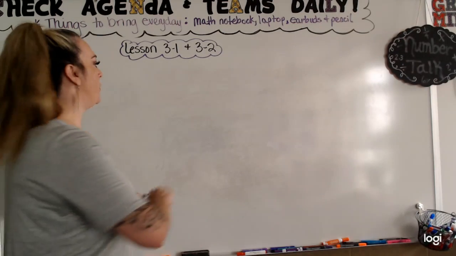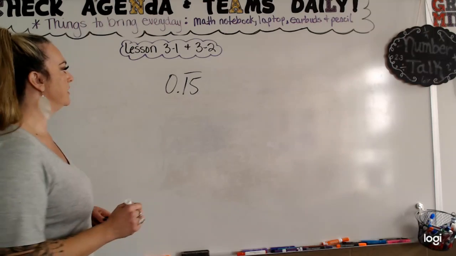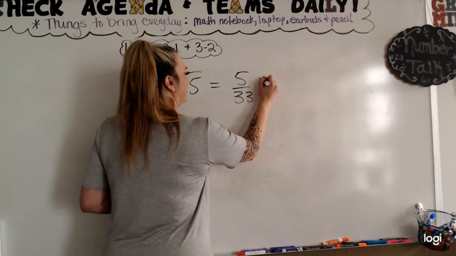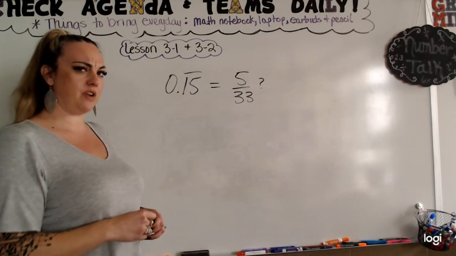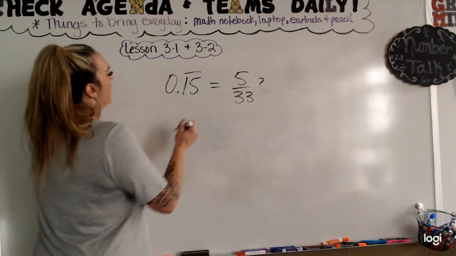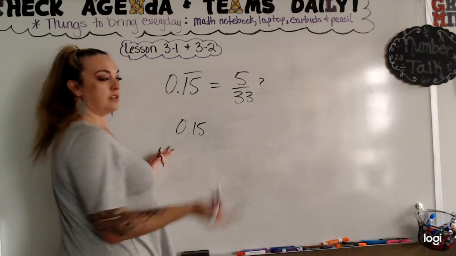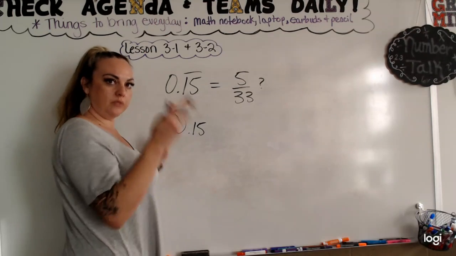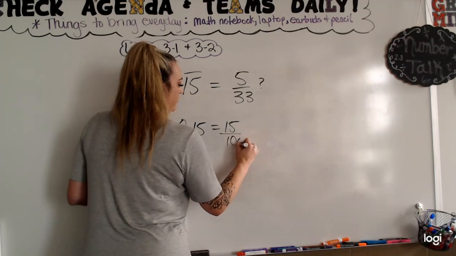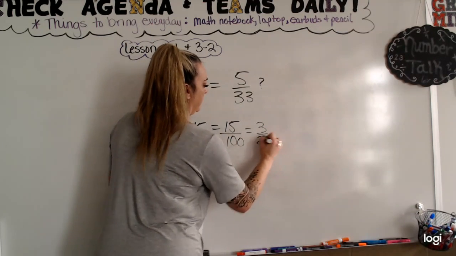You might be wondering why the repeating decimal 0.15 is equal to 5/33 as a fraction. So I'm going to walk you through this real quick. If this were just the number 0.15, it would be a terminating decimal. It stops at the hundredths place. And that we know is 15 out of 100, which we can reduce to 3/20.